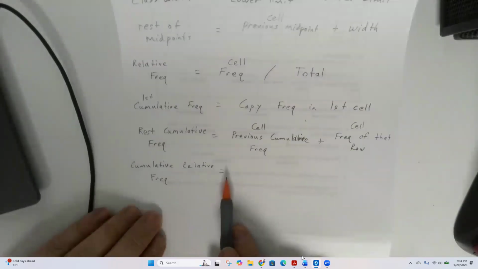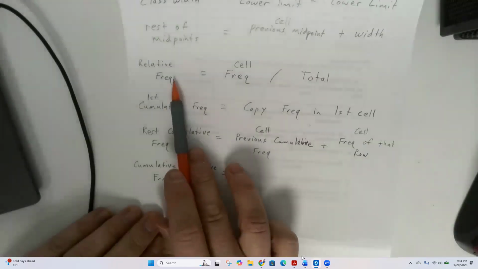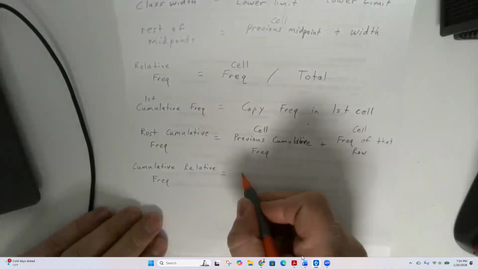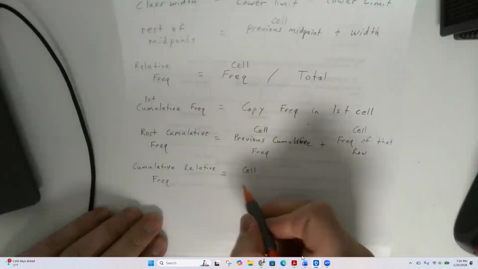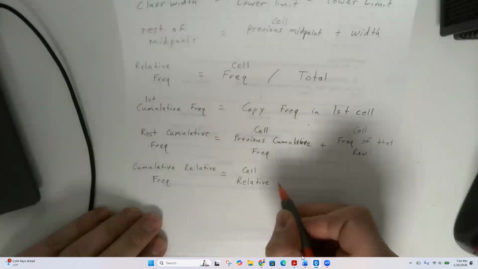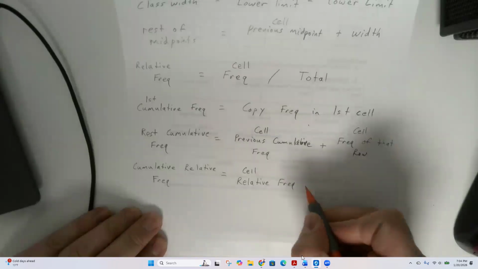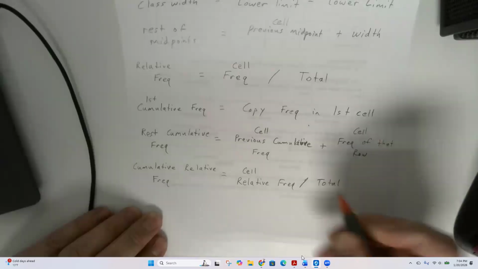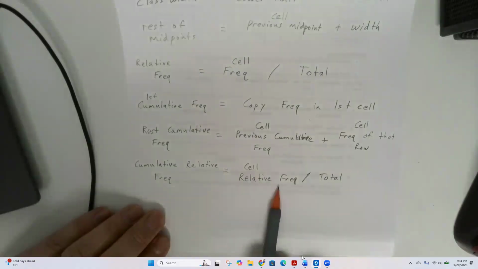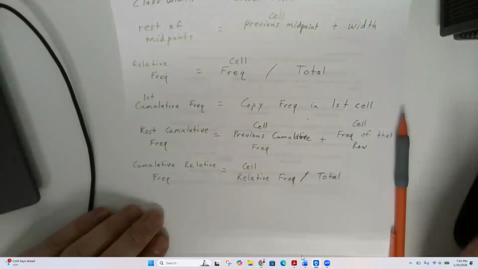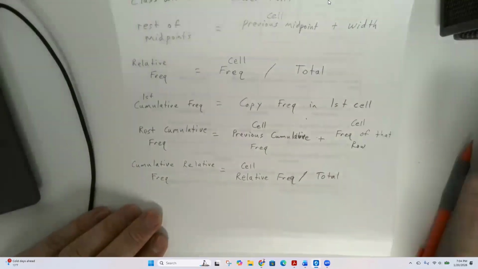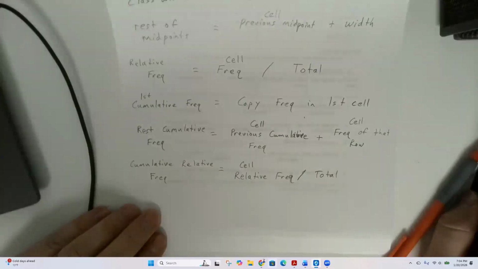But for cumulative relative frequency, I'm going to do it the same way I did relative frequency, which is I use the cell value of the relative frequencies divided by the total. That is a terrible cue. It's not much better. All right.